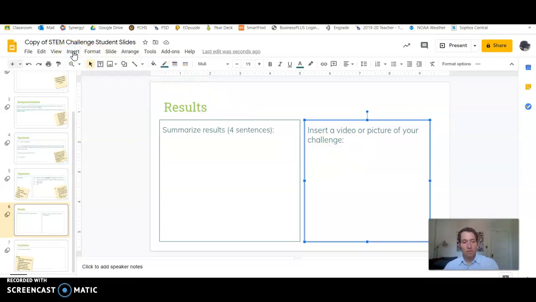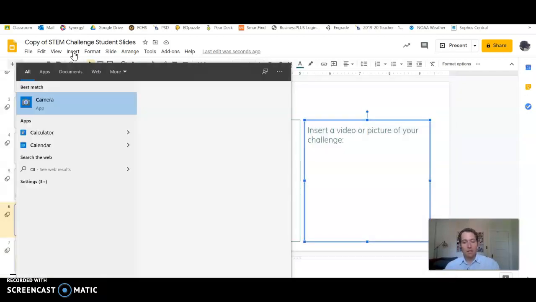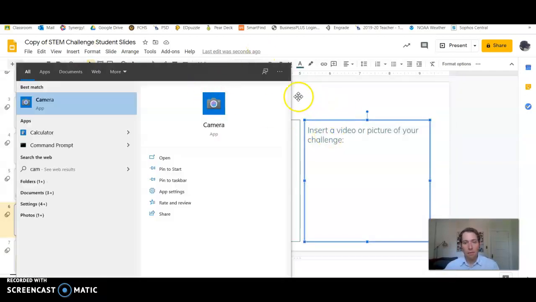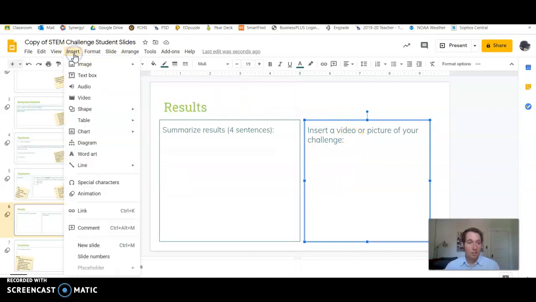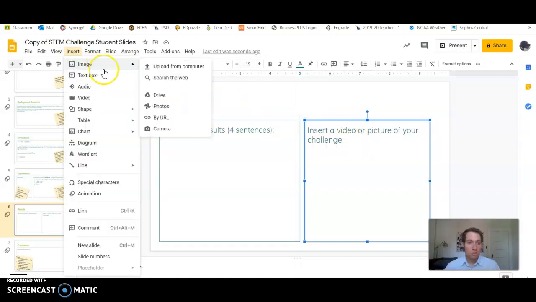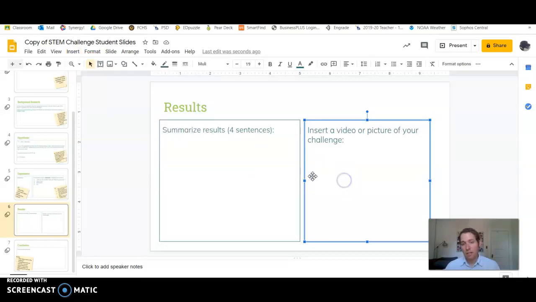You can hit the Windows key and then type in camera, and that will pop up. The other way is to insert an image with your camera. If you're just taking pictures straight up, then that will also get you to the camera. But as many pictures and videos as you can.